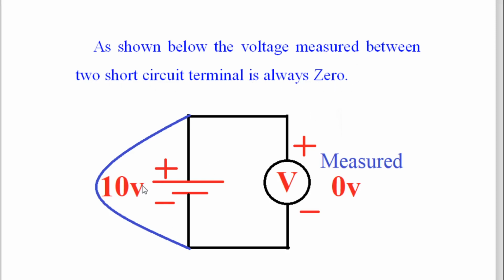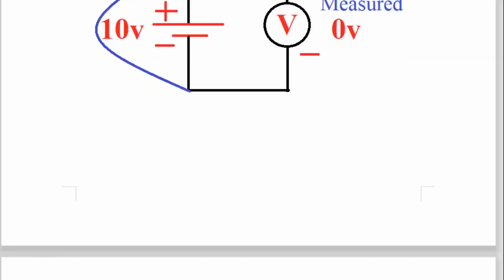So if you take a battery of 10 volt, 20 volt, 100 volt, and if you short that battery with the help of a wire, this blue is nothing but a blue wire, and if you connect the voltmeter, positive of the voltmeter to the positive of battery, negative of the voltmeter to the negative of battery, now the measured voltage by the voltmeter will be 0 volt because the battery is short circuited. And this is the concept in electronic science. The measured voltage between two short circuit terminal is always 0.